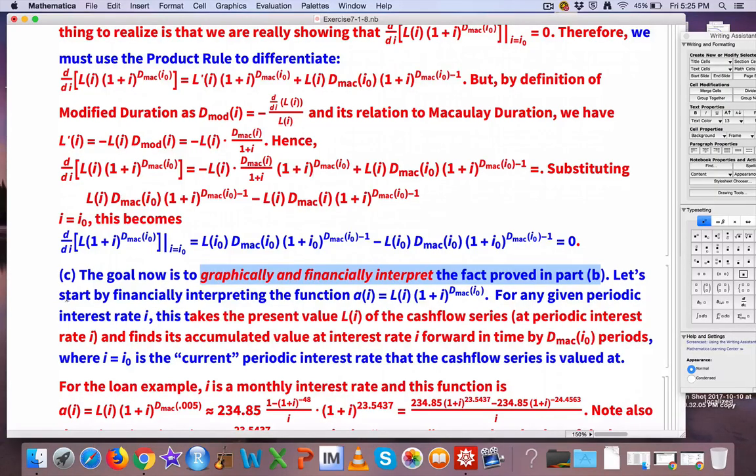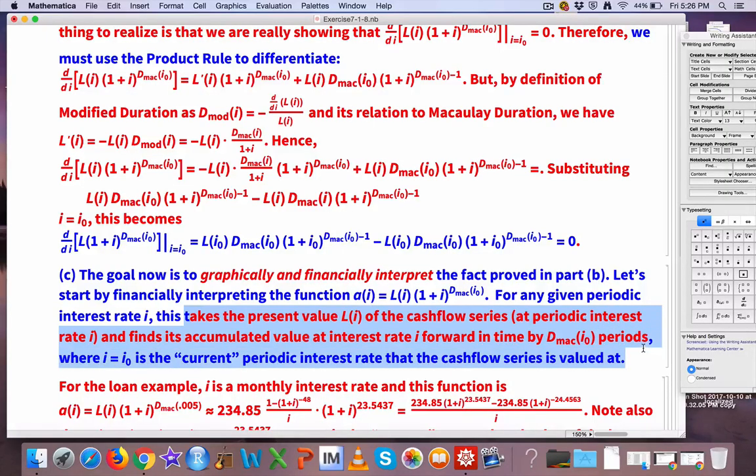Let's start by financially interpreting this function. This is a function of I. I'm calling it A of I here, and I could graph it. What does it represent? It takes the present value, L of I, of the series of cash flows at an arbitrary periodic interest rate I, finds its accumulated value at the interest rate I forward in time by the Macaulay duration number of periods, where I0 was the current periodic interest rate at which the cash flow series was valued at.